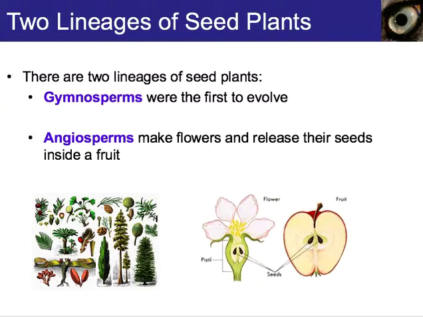There are two lineages of seed plants that you need to know about, gymnosperms and angiosperms. Gymnosperms were the first to evolve, and whenever you think of a Christmas tree or a pine tree, that would be a gymnosperm. And then angiosperms make flowers and release their seeds inside a plant.